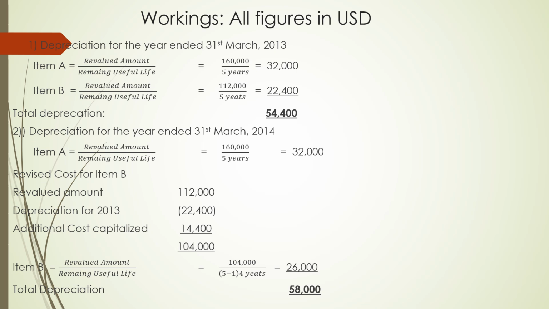Remember, we have two items in stock, and item B had a revalued amount of $112,000 with a remaining useful life of 5 years. When you divide 112,000 by 5, punch it on your calculator to verify the figures. This will give us 22,400. In order to ascertain our total depreciation for 2013, we sum up the two figures, giving us $54,400.